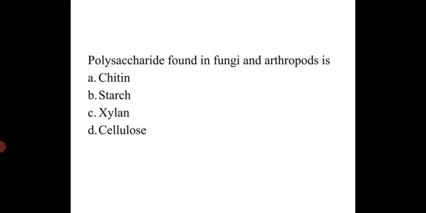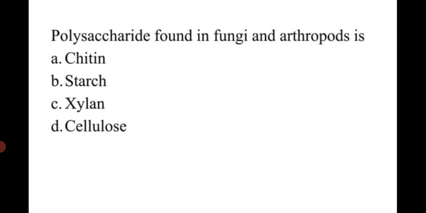Next question: the polysaccharide found in fungi and arthropods is? The answer is chitin. Chitin is a modified polysaccharide that contains nitrogen, or it is an amide derivative of glucose. It is synthesized from units of N-acetyl D-glucosamine, and these units form a covalent beta 1,4 linkage similar to the linkage in cellulose.